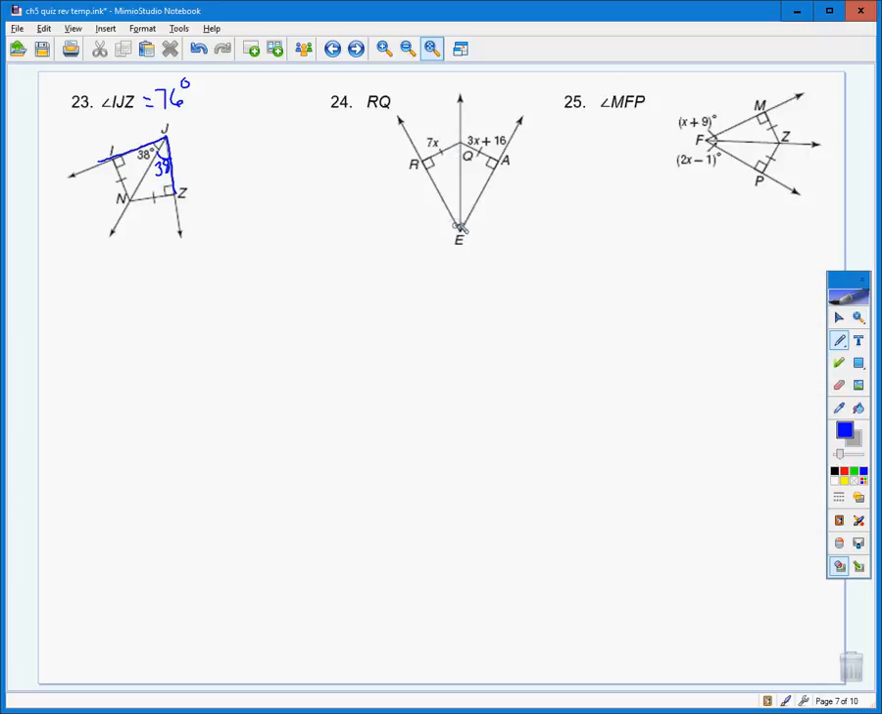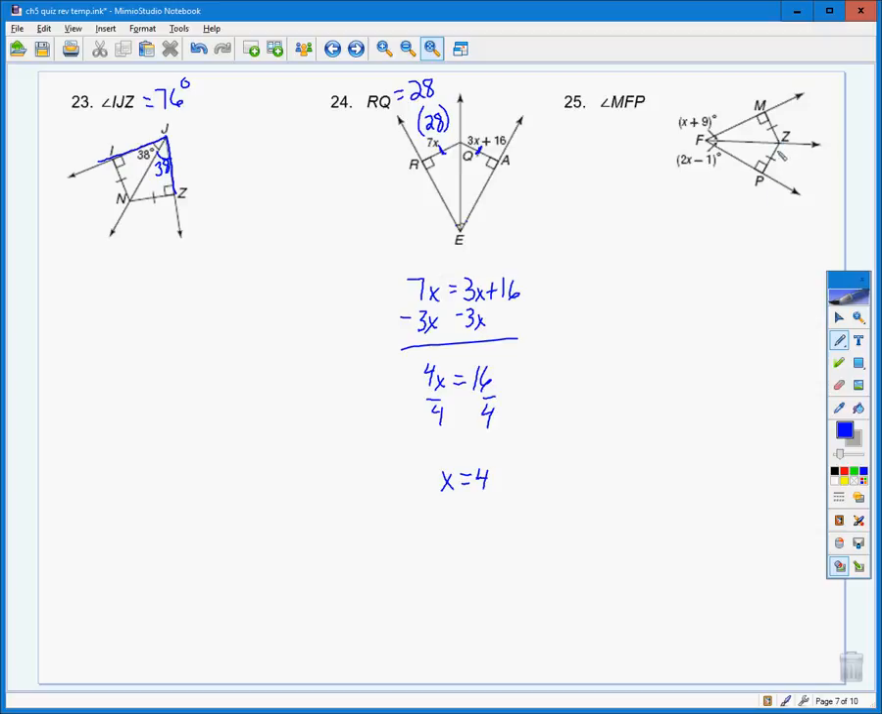Again, they've marked this as being an angle bisector, so even if they hadn't put this little mark here showing that these were congruent, I know that the distance to the sides were the same. So 7x should be equal to 3x plus 16. Subtracting 3x, 4x is equal to 16. Dividing by 4, x is equal to 4. If I plug that back in, this is going to come up to 7 times 4, which is 28, and that is what they're looking for. RQ is 28.